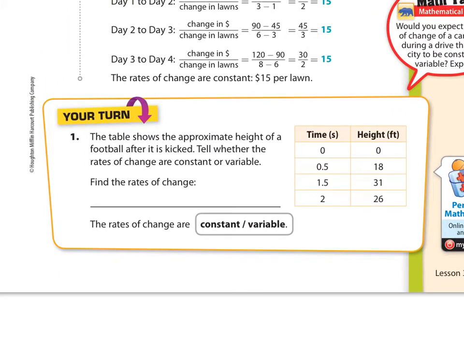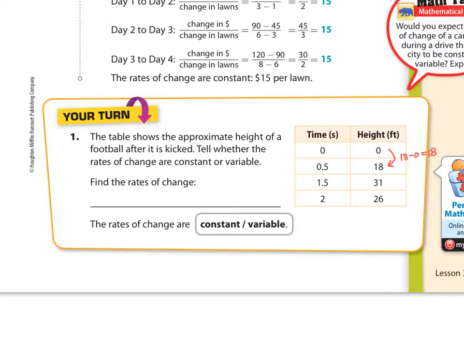This table here shows the approximate height of a football after it's kicked. You're going to tell whether the rates of change are constant or variable. So we're going to find the rates of change, which means look at the height on the right side. If we go from 0 to 18, that's changing by 18, and the way we figure that out is we subtract. So we do 18 minus 0, and that gives us a change of 18.